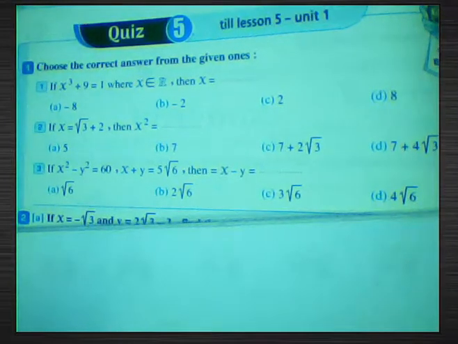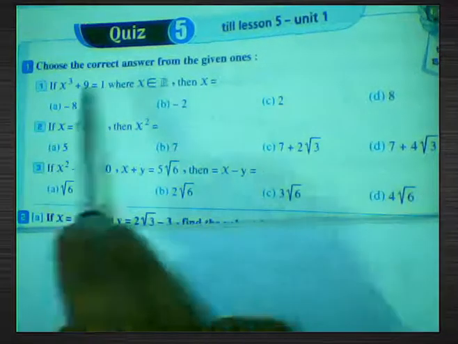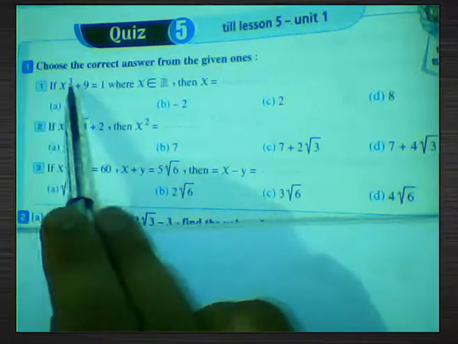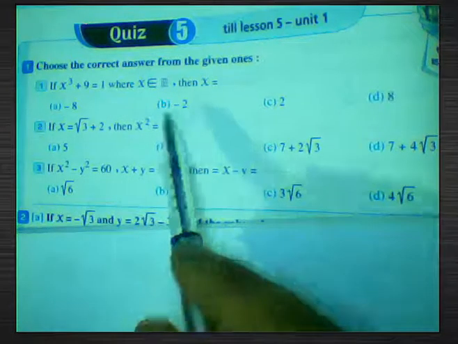Today we will solve quiz 5. Let's talk about lesson 5 unit 1. Number 1. Choose the correct answer from the given ones. Number 1. If x power 3 plus 9 equal 1, where x belongs to R, then x equal blank.